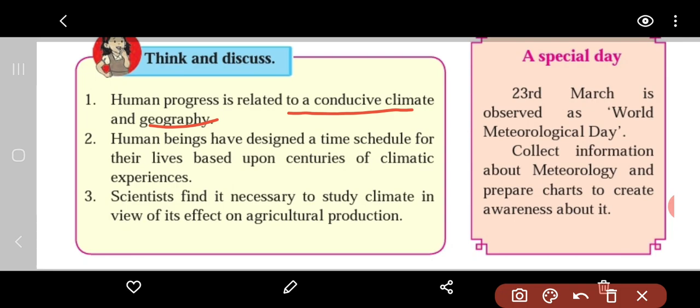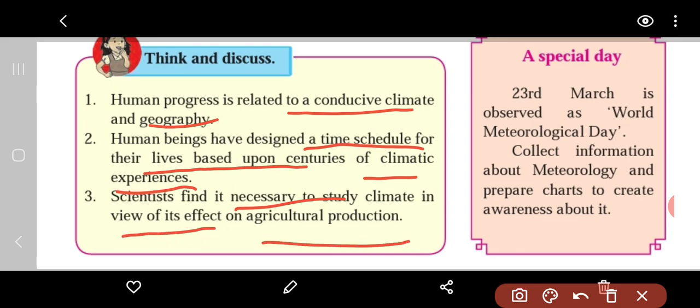Human beings have designed a time schedule for their lives upon centuries of climatic experience. So we have a time period or timetable in which we decide our basic lifestyle. Scientists find it necessary to study climate in view of its effect on agricultural production. So scientists are also determining how important climate is in agricultural production. A special day, 23rd March, is celebrated as World Meteorological Day. We are going to discuss meteorology in the further part of the chapter.